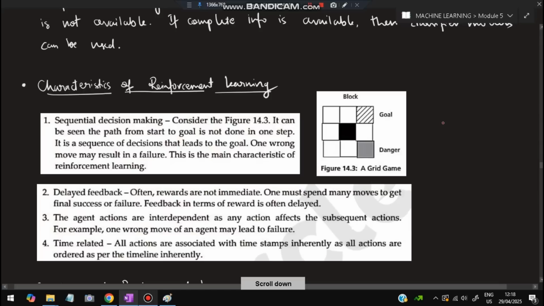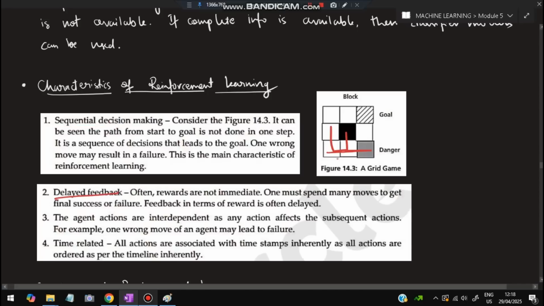What are the characteristics of reinforcement learning? Before that, understand this graph here. In this diagram, we have a starting point. From the starting point, we have to go to the goal, avoiding all the black points and the gray points. That is reinforcement learning. If it goes here, a negative point will be assigned so that it will not go here again. And it is sequential. Step by step, we go, learn, come back and go. That is sequential decision making.